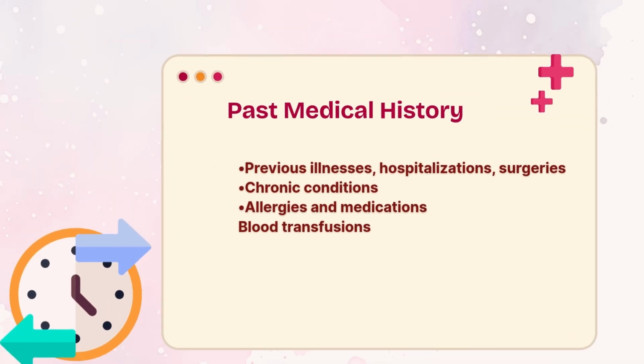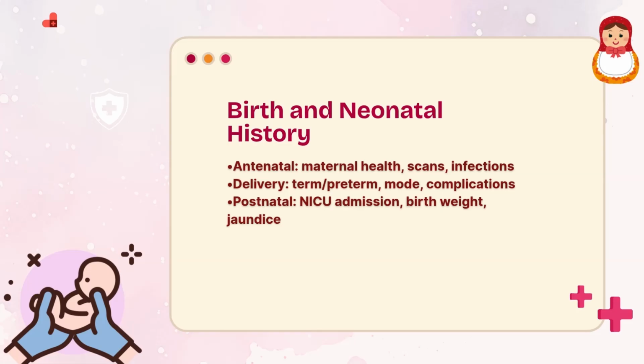Now, for past medical history, ask about previous illnesses, hospitalizations, surgeries, or any known chronic conditions, allergies, medications, blood transfusions, etc. Now, for birth and neonatal history, ask about antenatal events, maternal health, scans, infections. For delivery, you can ask about term or preterm, mode of delivery, complications, birth weight, whether the child cried immediately after birth, postnatal NICU admission, jaundice.